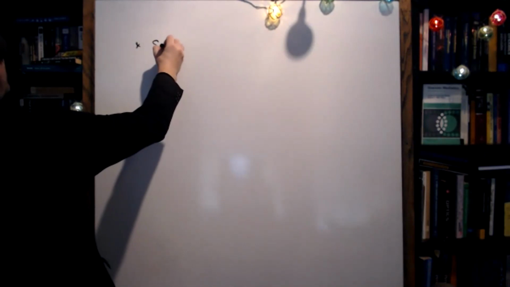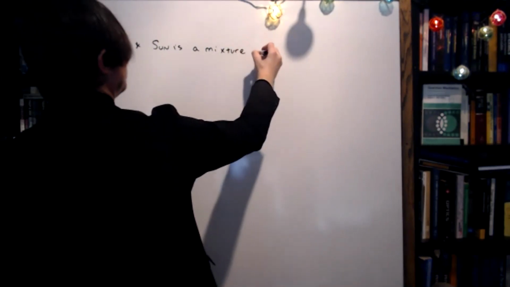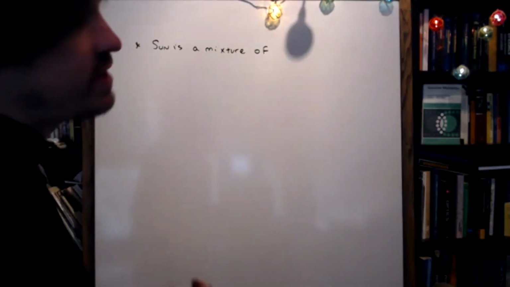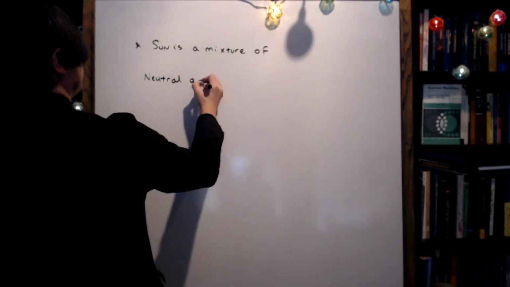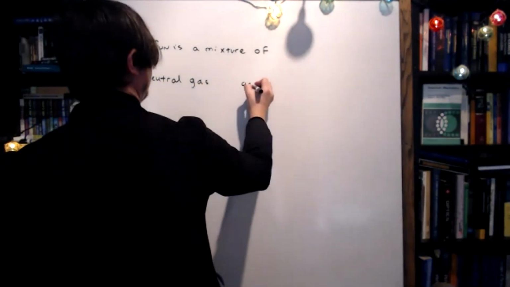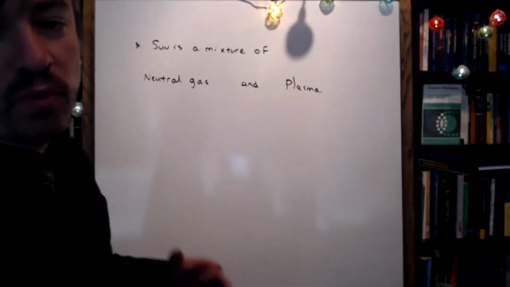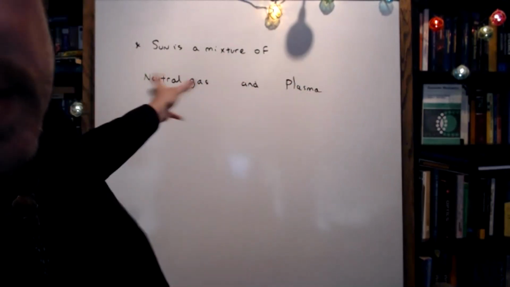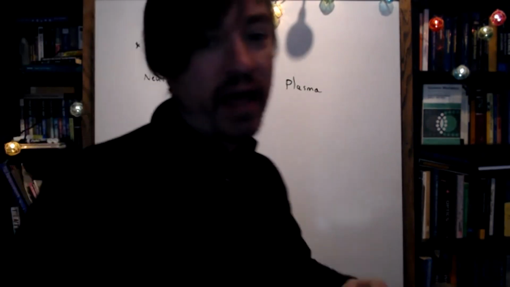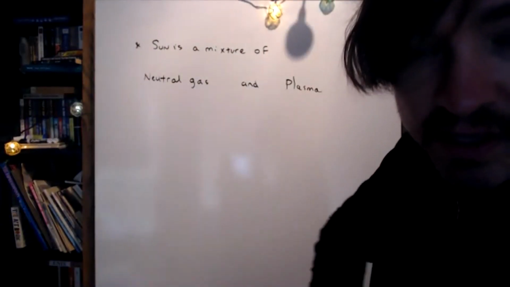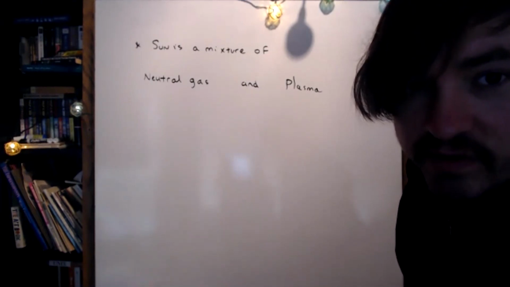We could say that the sun is a mixture of two things. We could say it's a mixture of neutral gas and plasma. And what I'm worried about is that you guys have no idea what these two things mean, which is probably a pretty good assumption. So let's start by considering some hydrogen atoms. Do y'all remember what the composition of a hydrogen atom is? What is a hydrogen atom comprised of?